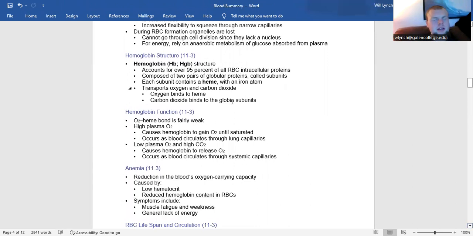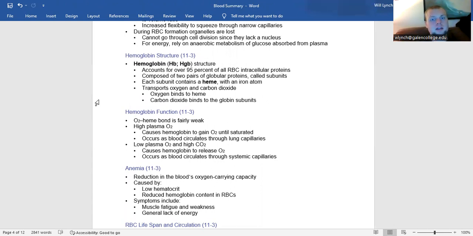The oxygen-heme bond is fairly weak, so it easily diffuses off. In the case of high plasma oxygen, this is going to cause hemoglobin to retain oxygen. So if we have a high amount of plasma oxygen taken in, then the hemoglobin is going to want to bind to oxygen and hold it. This creates a saturated heme molecule. This occurs when blood circulates through the lung capillaries, where there is a high concentration of oxygen and a low concentration of carbon dioxide.